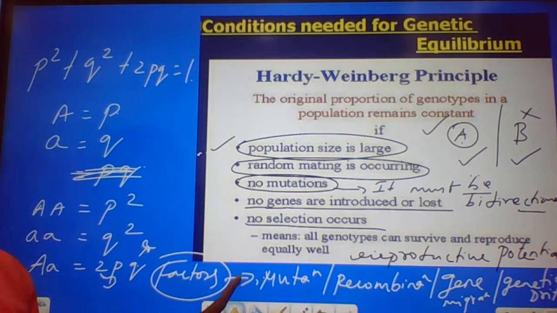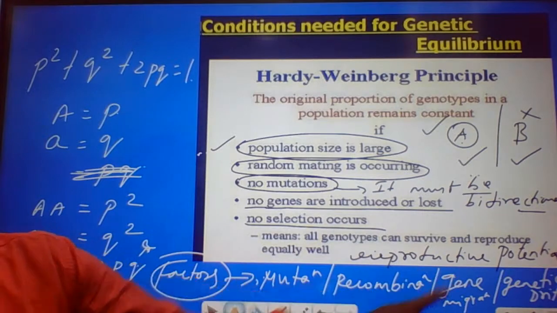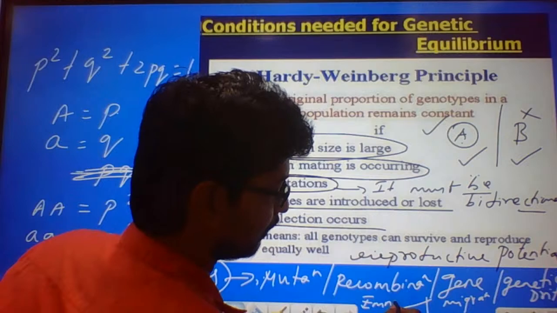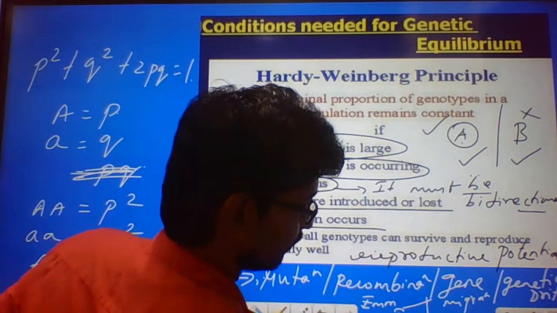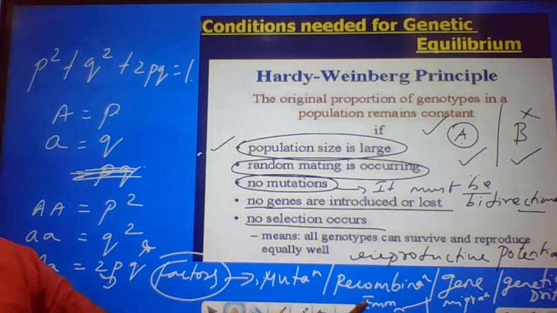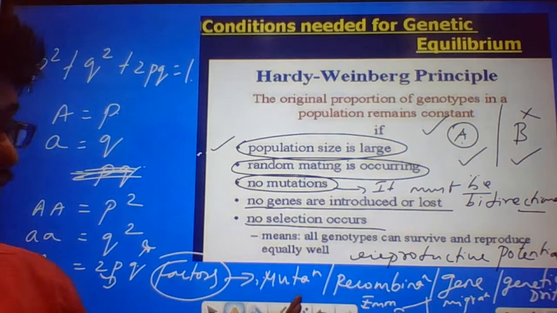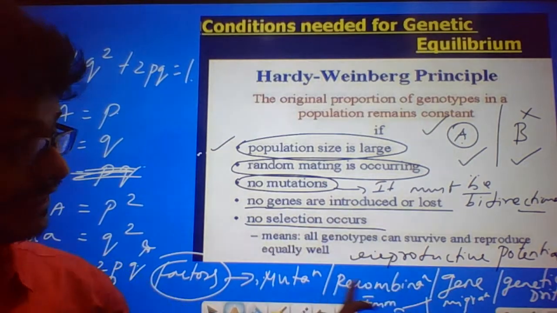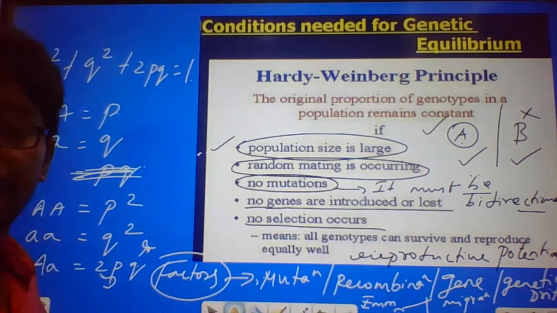Mutation should not be there. If mutation occurs, it should be on both sides. Recombination, gene migration. Gene migration is of two types: emigration, EMM, and immigration, IMM. Only the spelling is different. Emigration is the allele which is going out of the population. Immigration is the allele which is coming inside. Gene migration should actually be balanced.